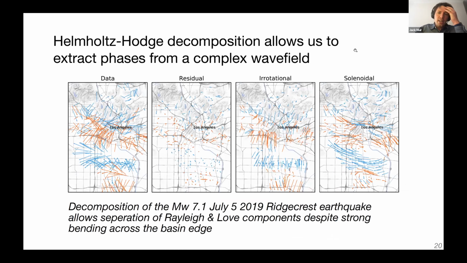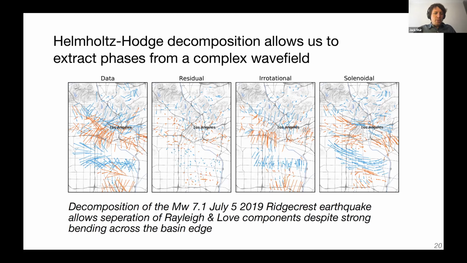Some more exotic and interesting things that we can do with this methodology include things like Helmholtz-Hodge decomposition. So this is basically taking the wave field recorded here. This is the Community Seismic Network in Los Angeles, which is basically a bunch of accelerometers in high schools in the Los Angeles area. This is the Ridgecrest earthquake again, and it's a mixture of different phases. And we want to be able to separate out those phases.